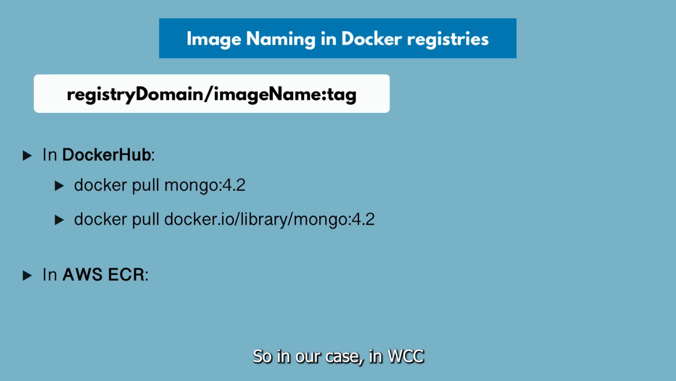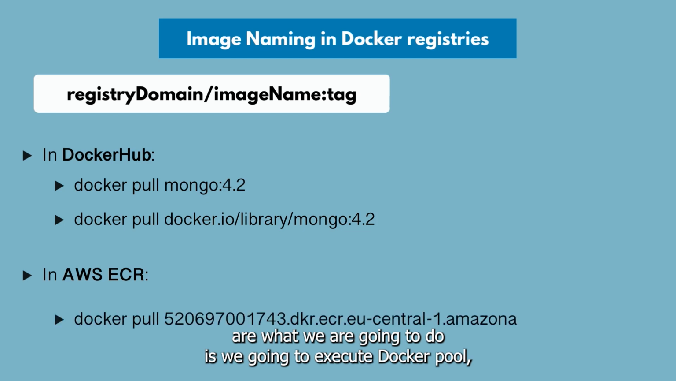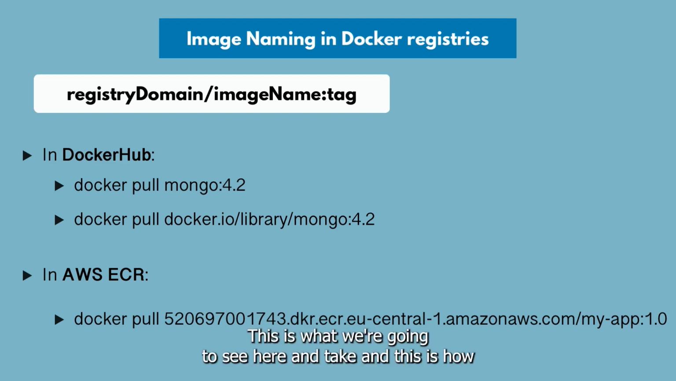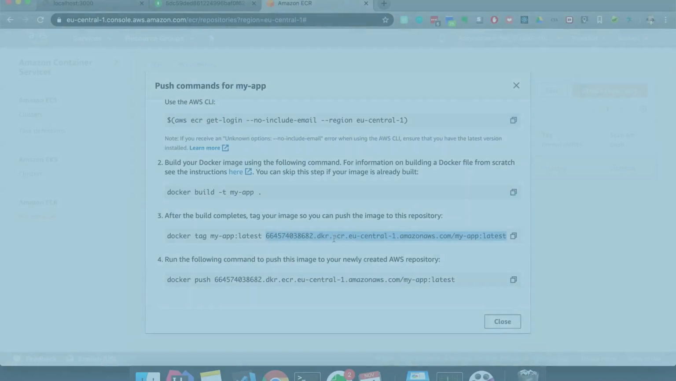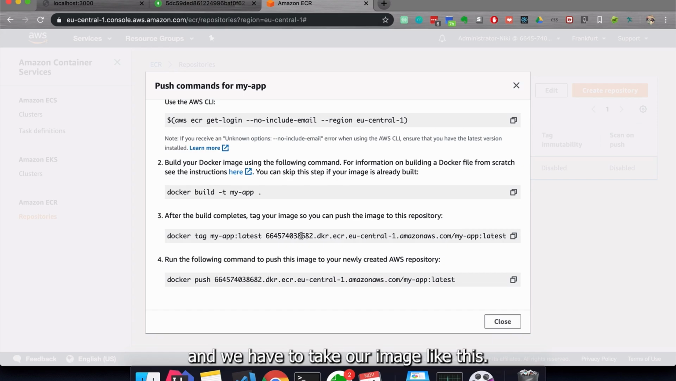So in our case, in AWS ECR, we're going to execute docker pull with the full registry domain of the repository. This is what we're going to see here, and a tag. This is how AWS generates the Docker registry name. That's why we see this long image name with the tag here. And we have to tag our image like this.